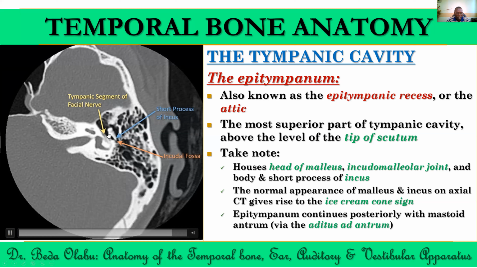Usually, the incus has a small depression on its posterior end, which we call the incudal fossa. This will make part of the posterior wall of the middle ear. Now, importantly, remember that the epitympanum continues posteriorly with the mastoid antrum via the aditus ad antrum. I'd already shown you that one.